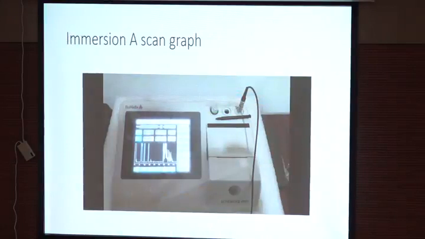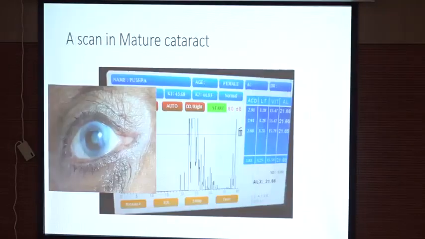So how does the immersion A scan graph look? It is slightly different from the contact method in that the first spike here would be because of the probe and the aqueous water bath. The rest of the graph is the same as the contact method. Now I'll just describe a few scenarios of A scan.